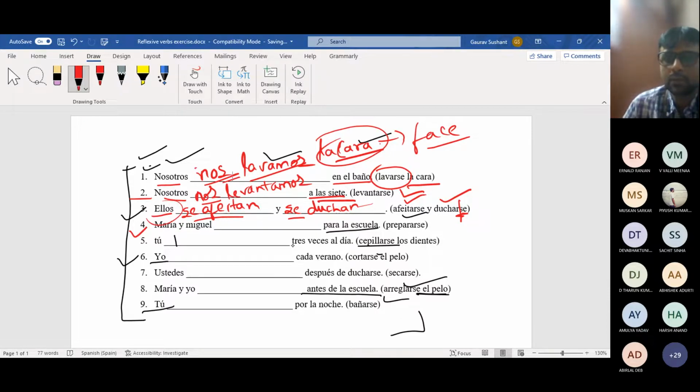So afeitarse is to shave, ducharse is to take a shower. So you can change it accordingly in English, according to the subject. The next one is Maria and Miguel. So these are the two subjects here.